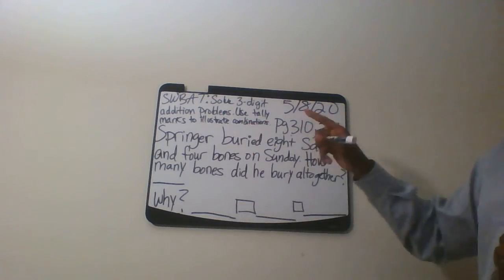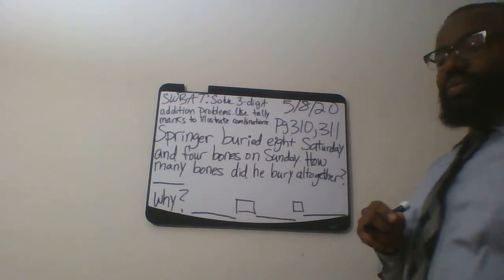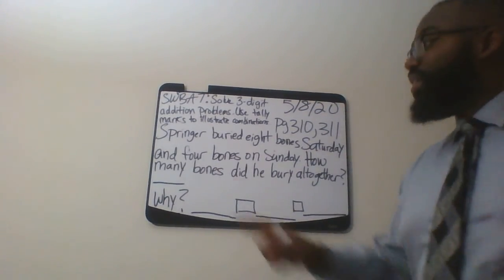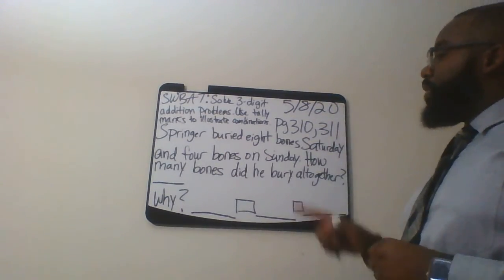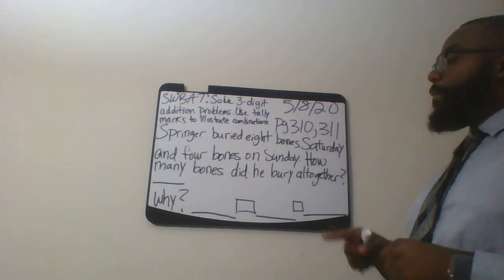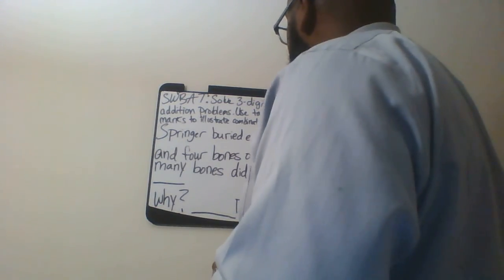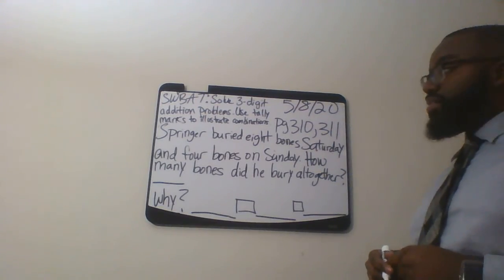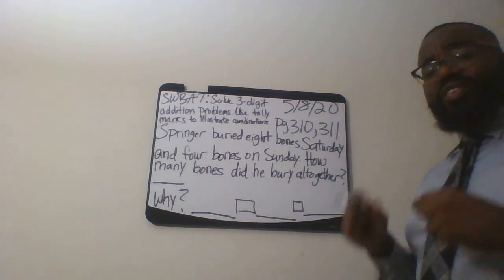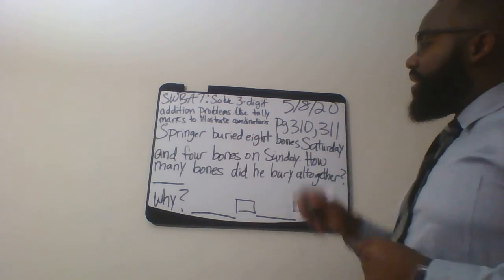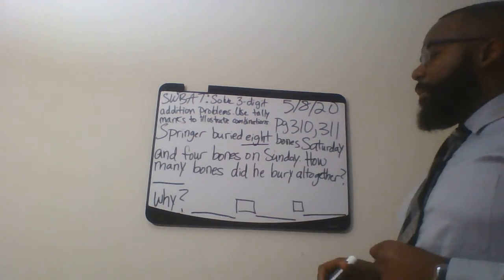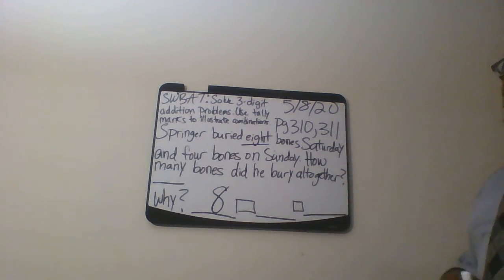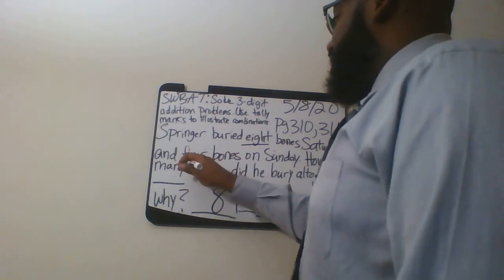Anyways, Springer buried 8. I'm sorry, hold on one second. I forgot some of the sentence. All right, take 2. Springer buried 8 bones Saturday and 4 bones on Sunday. So how many bones did he bury altogether? Let's go back and break it down for the first sentence. Here, Springer buried 8. Underline the number 8 bones. Right, 8 there. Saturday and 4 bones on Sunday. And the next number is 4.